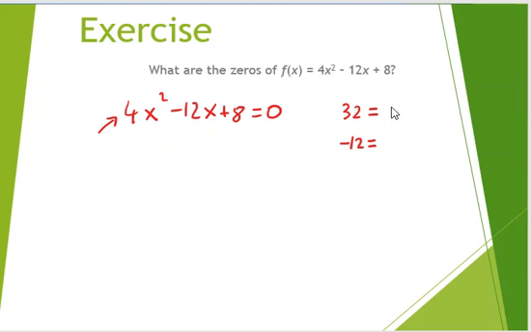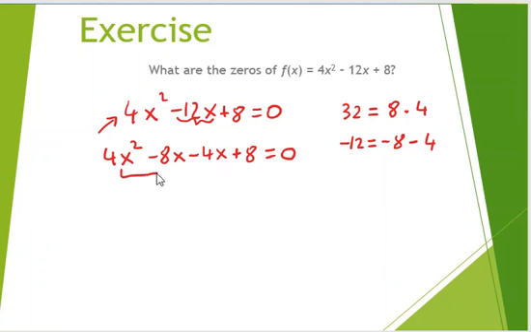So obviously 8 times 4 gives us 32, and -8 minus 4 gives us -12. So what we can do, we can write down 4x squared, and then instead of this middle term, we write -8x minus 4x. We could also write -4x minus, that would probably be better, but that's okay, plus 8 equals 0.